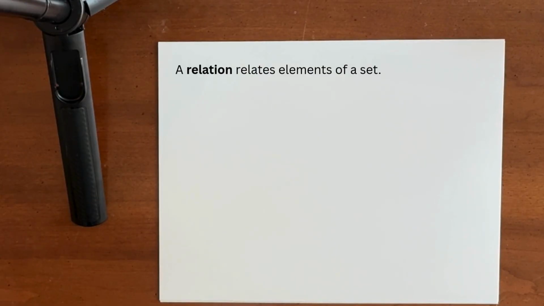Most textbooks will start out by explaining what a relation is, which is something that relates elements of a set, like the less than symbol, the equal symbol, and more generally, we'll just use this sort of squiggle to denote a relation.